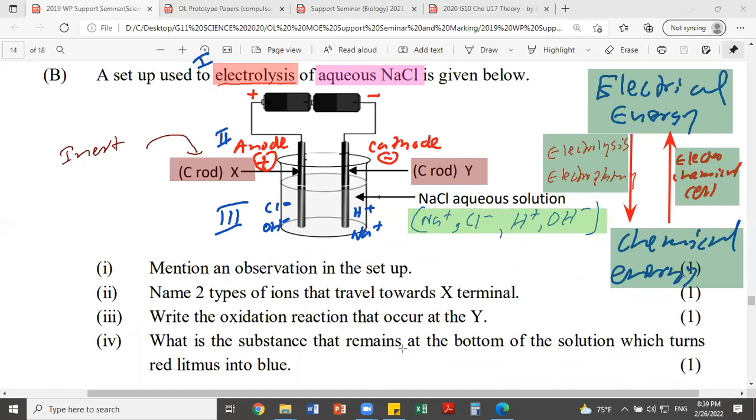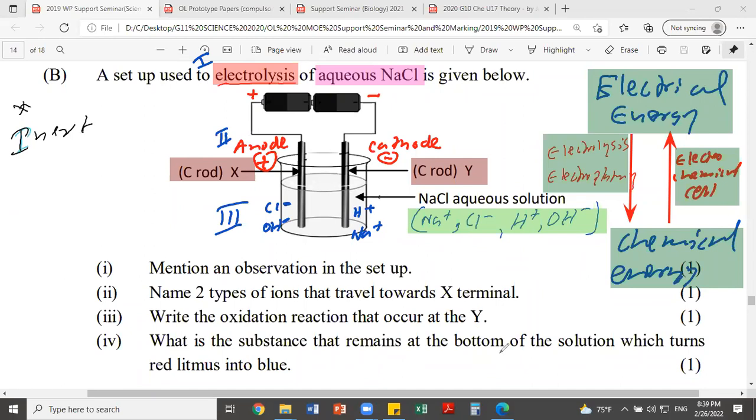Now let's see the reactions. Out of these two electrodes, the anode is inert and the cathode is also inert. Graphite is inert. If the electrodes are inert, they don't undergo any reaction. Can you write? Inert electrodes do not undergo any reaction. Please write it, everyone.